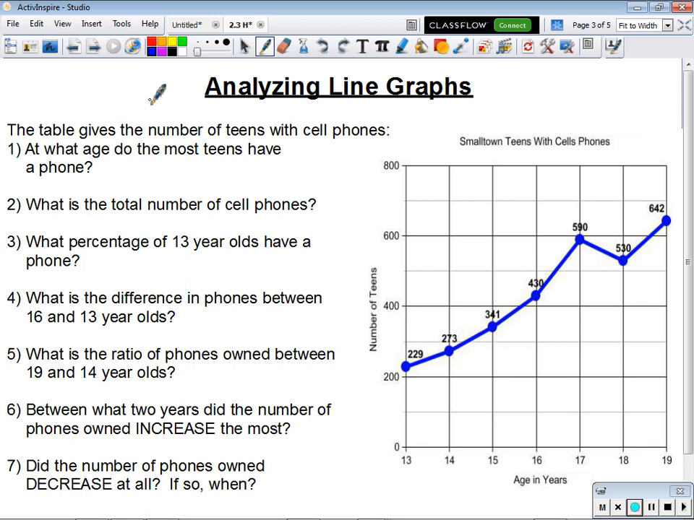So drop down to your notes section and take a look at these ones here. So just number your paper and you can answer these questions. So the table here gives the number of teens with cell phones. So it breaks it down by age and then how many teens that age have a cell phone. So question number 1 says, at what age do most teens have a phone? So you can see here the 17-year-olds have 590, but then all the way over here at the end, you have 642 for the number of 19-year-olds that have a cell phone. So that would be your answer for number 1, the 19-year-olds.